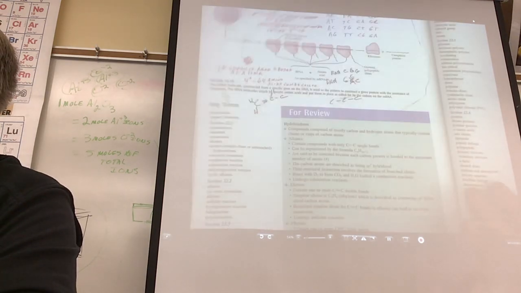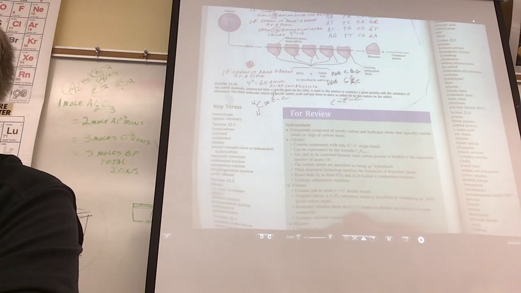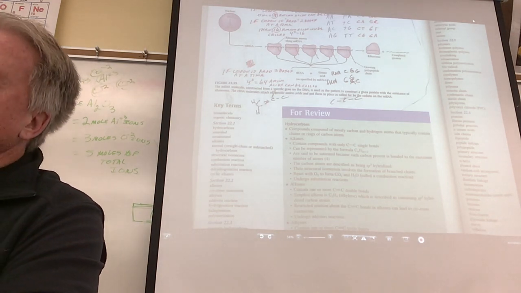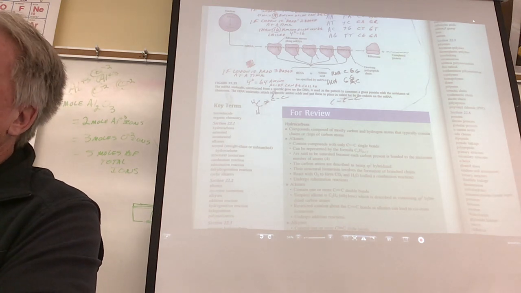Where is the codon located? The codon is three bases in a row on the messenger RNA. But the anticodon is on the transfer RNA, and that's how it knows how to stop at the right codon.